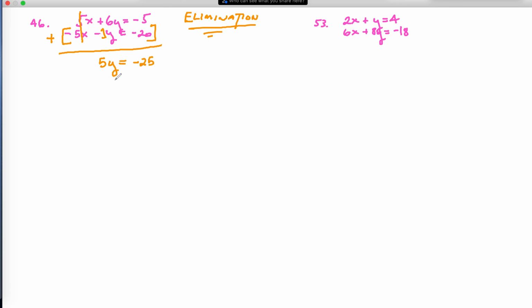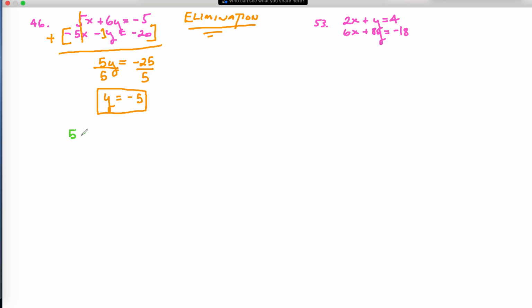And now the resulting equation I can easily solve for y by dividing by 5 on both sides, and I get y equals -5. Now, once I have y, I still need to get x. So I can plug into either of the two equations. It doesn't matter. One will probably be slightly easier than the other to plug into, but it won't matter.